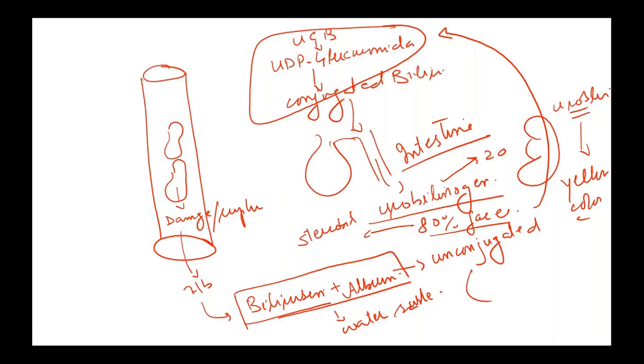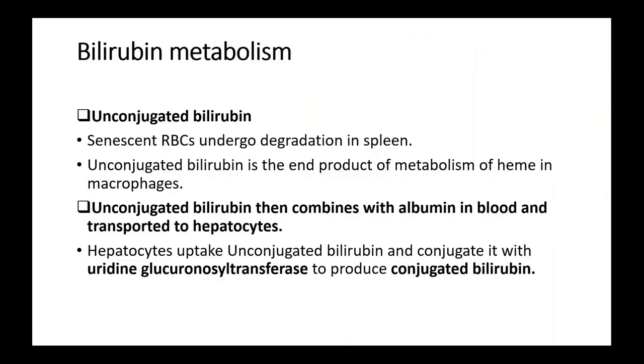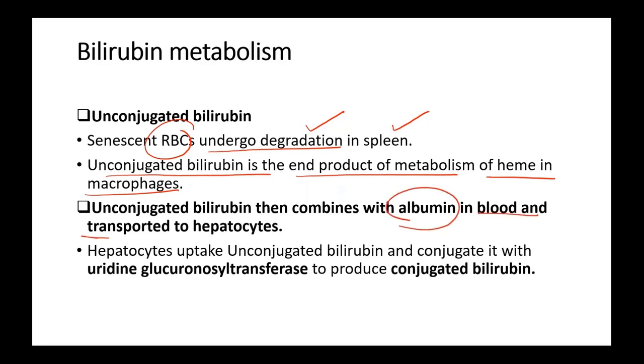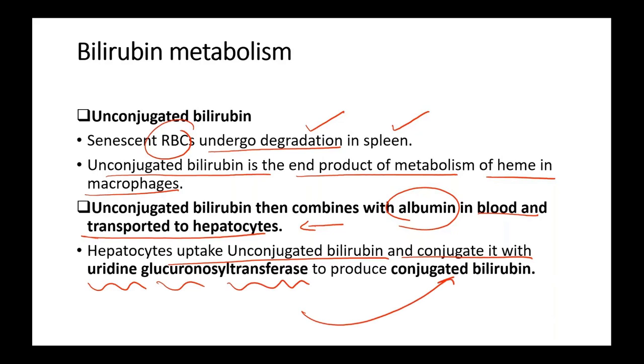So let's discuss this. I wanted to give you the summary. So unconjugated bilirubin. RBC undergo degradation in the spleen. Unconjugated bilirubin is the end product of metabolism of heme in the macrophages. It combines with albumin in the blood and goes to the liver hepatocyte. The liver hepatocyte will uptake unconjugated bilirubin and conjugate it with uridine glucuronosyl transferase enzyme to produce conjugated bilirubin.